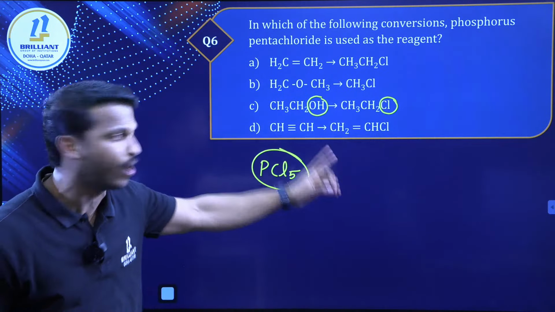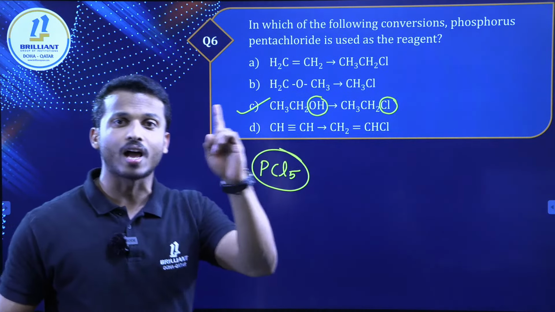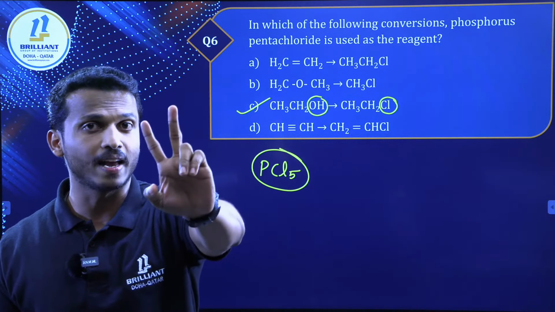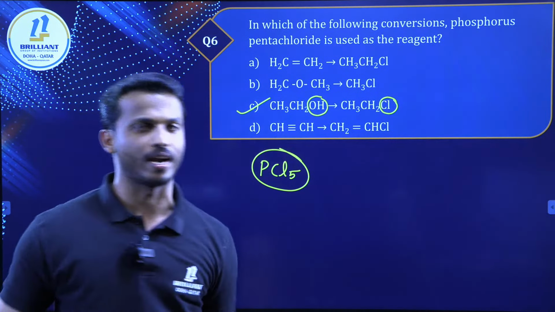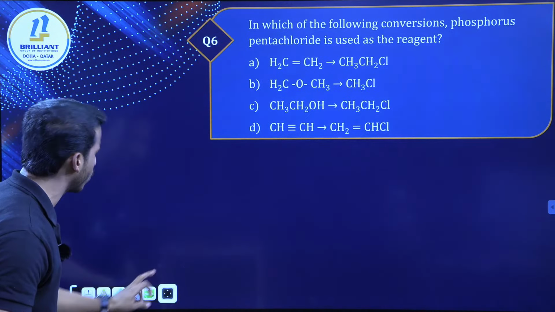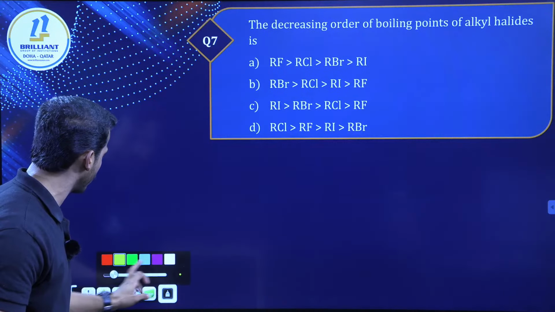I will show you that question also. So here the correct answer is option C. In order to convert alcohol to chloride, we can use PCl3, PCl5, or SOCl2, thionyl chloride, all of which can be used. Question number 6 correct. Let me go to question number 7. Very little time, maximum questions, we have to cover it.